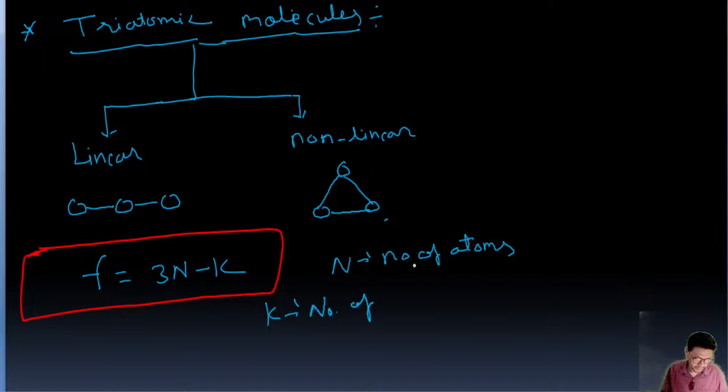number of constraints. k is the number of constraints. So n is the number of atoms and k is the number of constraints, so you can easily find out the degree of freedom.